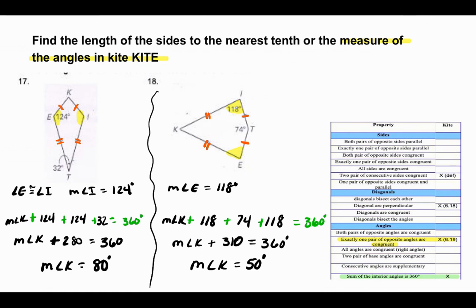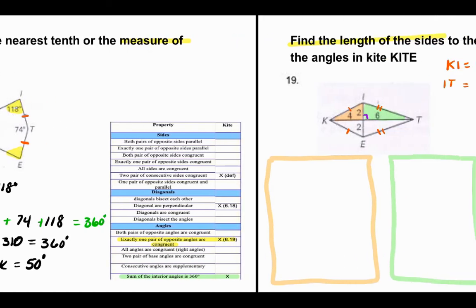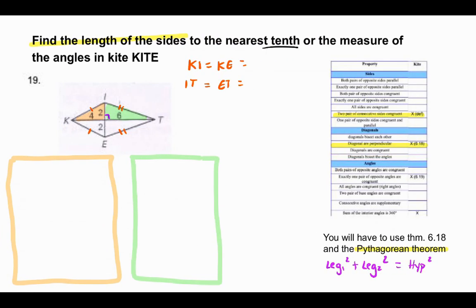Our last example problem is finding the length of a side. And this is actually going to use several facts. So we know that we have two pair of consecutive sides congruent. So we have our two short sides congruent, and we have our two longer sides congruent. And then we're going to use the fact that because all of our measurements are on the diagonals, the diagonals are perpendicular to each other.